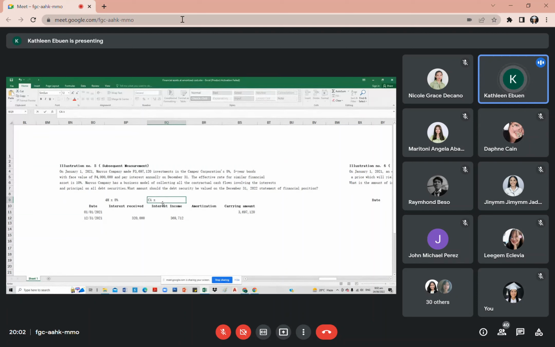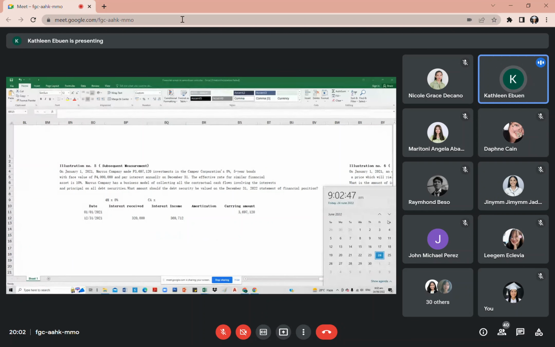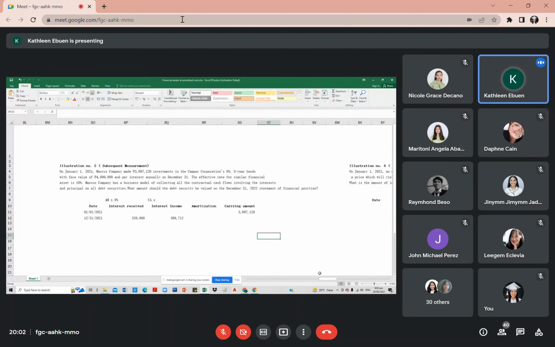Sige, gagawin ko na lang na modular itong financial assets at amortized cost. Total, wala din naman akong kausap. Pati yung PPE, depreciation, tsaka depletion. So, see you class on final examination. Announce ko na lang sa GC kung kailan yung final examination. Okay, so, pa-on na please ng camera.